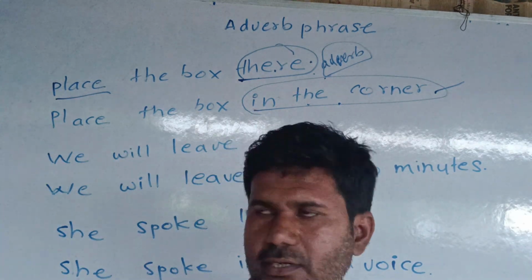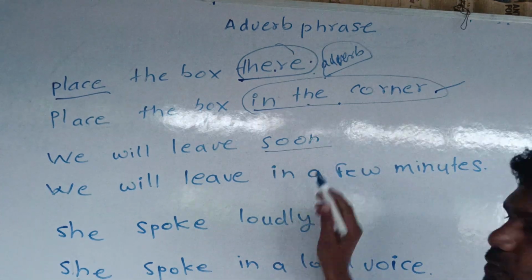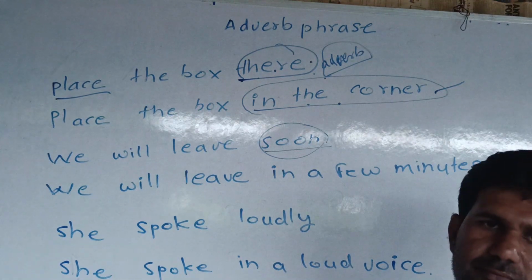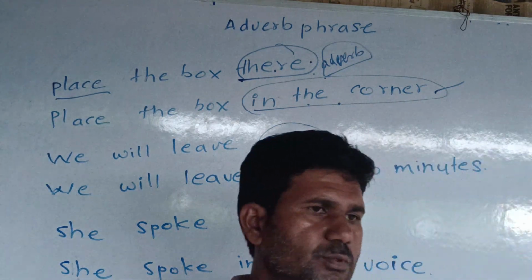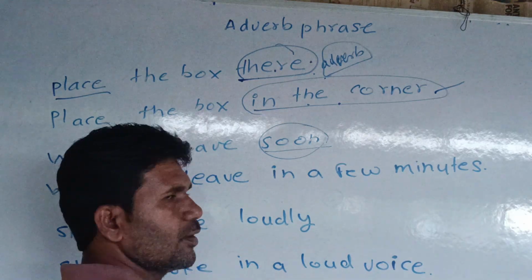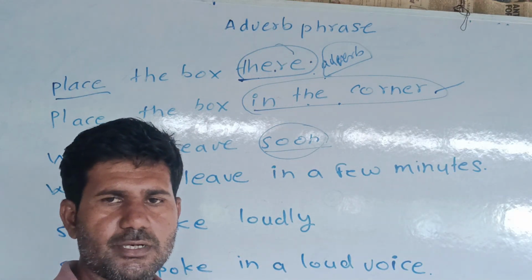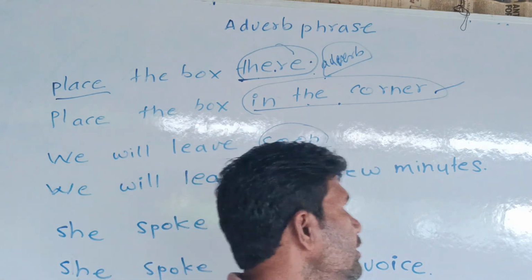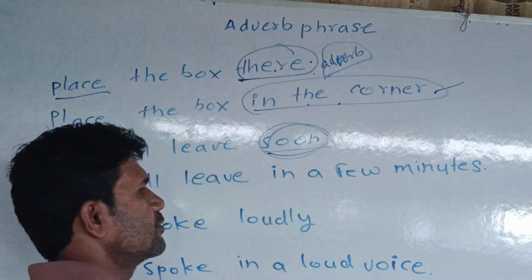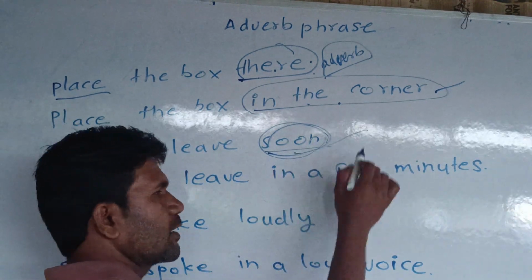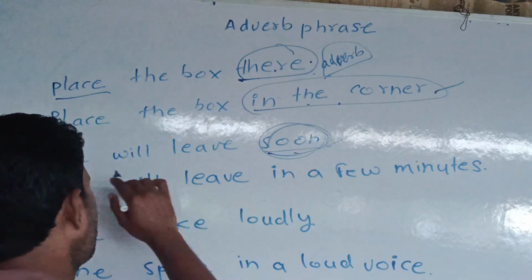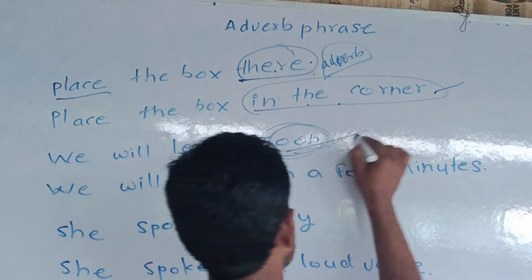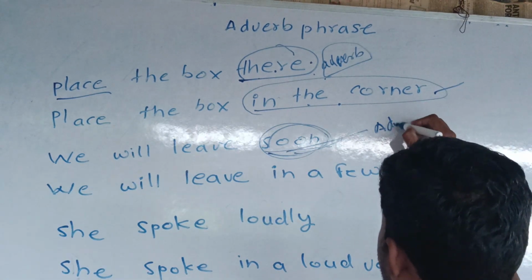In the next example, it tells us about time. Soon refers to time. Soon means in a while, or in a short period of time, or in a moment. The single word soon suggests when the action happens. When the action happens, the single word tells us, so this word is an adverb.